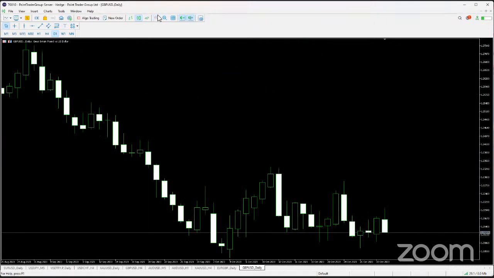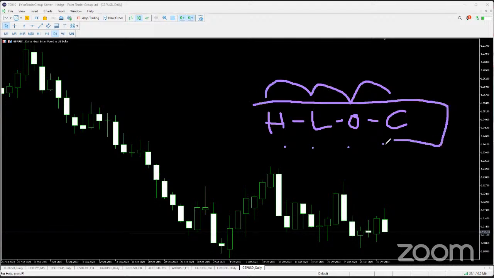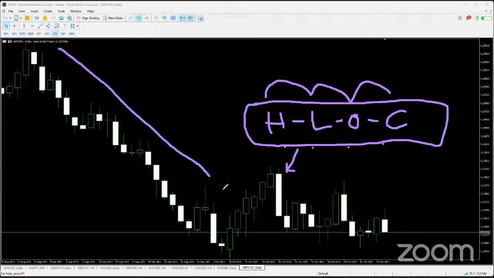Usually, if we zoom in a little bit like this, you're going to find that any candle on the chart would give you four important pieces of information: high, low, open, and close. These four prices are what make what we call a candle. A candle is a small part of these bars that you can see in front of you. So they are the components of any trend that you can see on the chart.